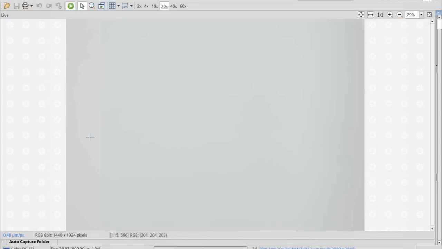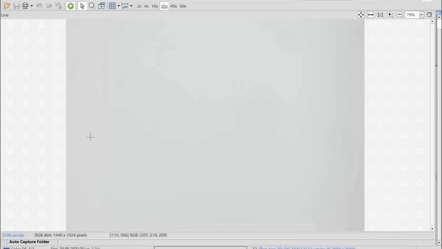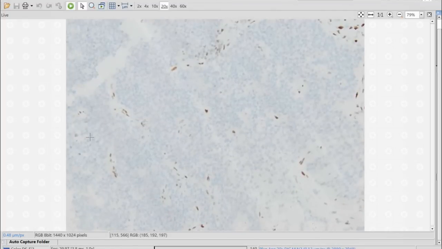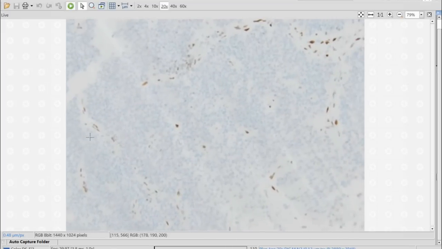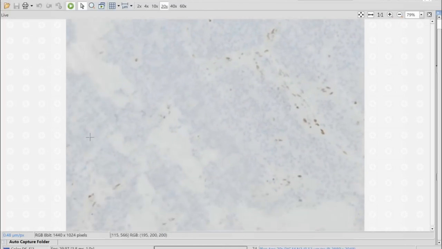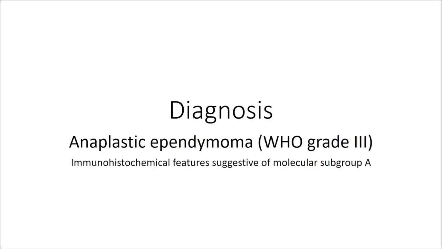And now a more recent marker. This is an antibody that recognizes H3K27 trimethylation, okay? It's an epigenetic marker. And you can see here that it is lost in tumor cells and preserved in vessels. So you have loss of H3K27 trimethylation. So what does that mean in this context? Well, this is an immunohistochemical surrogate of the molecular subgroup type A of the posterior fossa ependymomas in children.